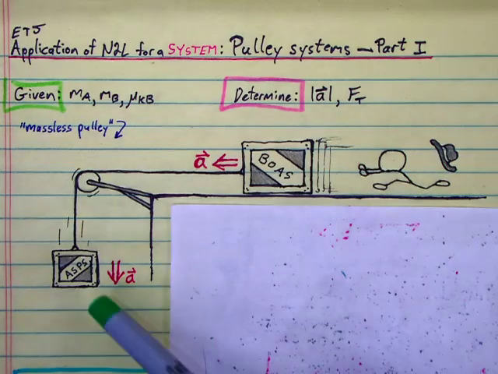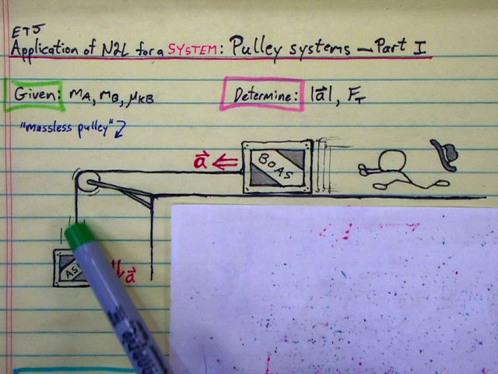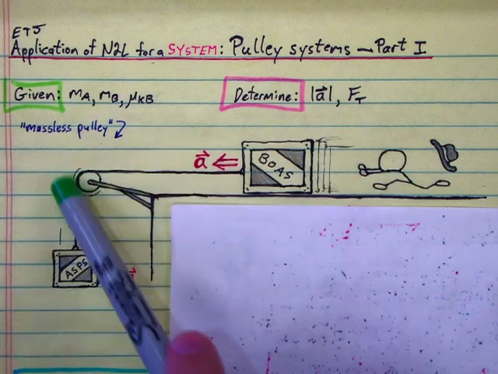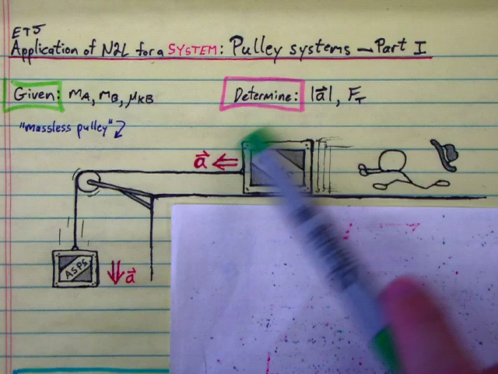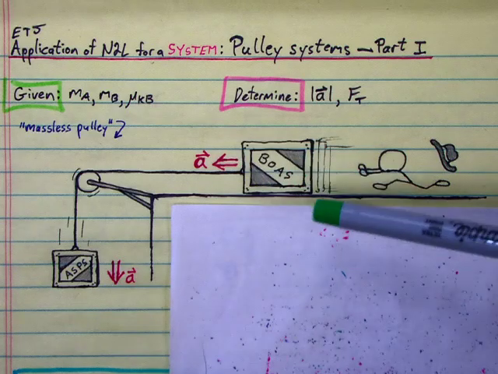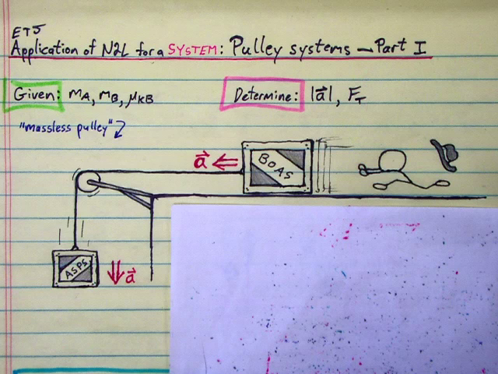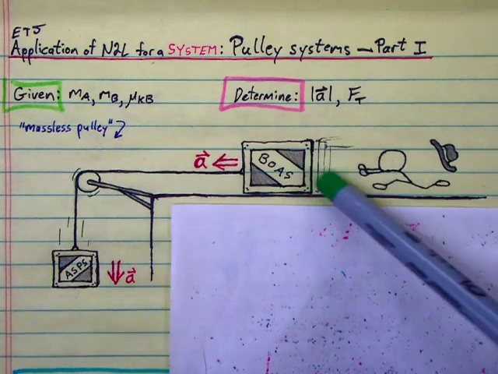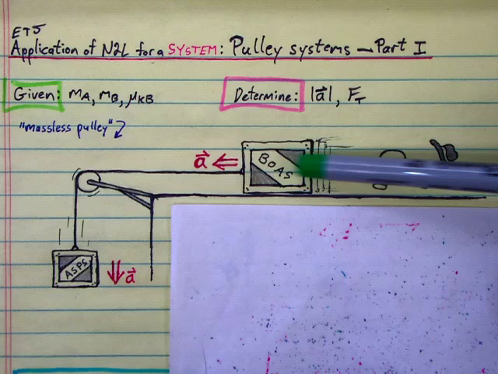Here we have a hanging mass, mass A, attached by a massless string over a massless pulley to this sliding mass, mass B, moving along a rough surface. And let's suppose that we've already broken static friction here, so the masses are in motion.